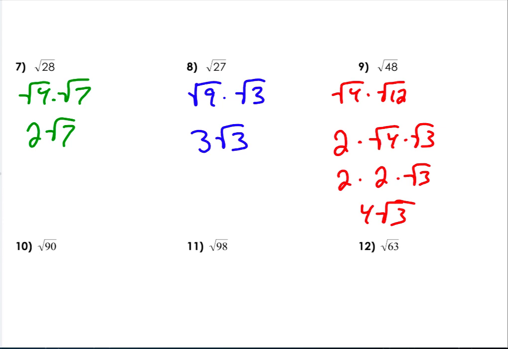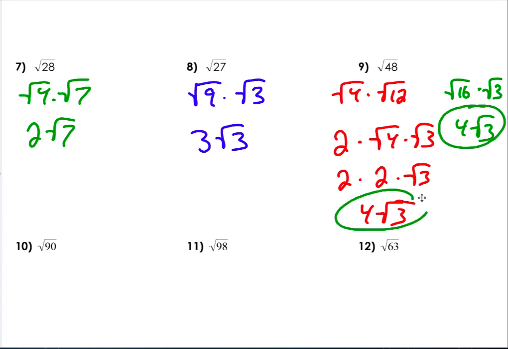Or maybe you notice that actually 16 could come out of 48. So I could do square root of 16 times square root of 3. That gives me 4 square roots of 3. So notice I get the same answer no matter how I broke it down.